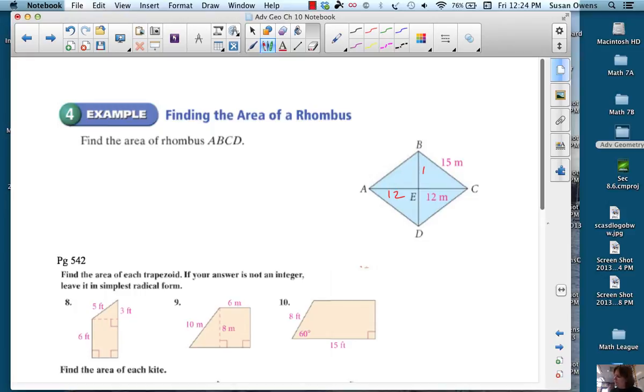And so this is actually going to be 9. And so we can do 1/2 24 times 18. And so our answer will be 9 times 12, which is going to be 108. Double check your units, meters squared, all done.